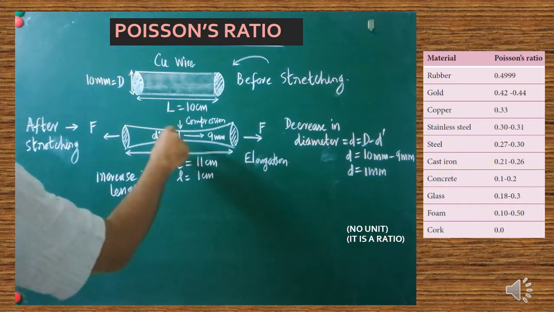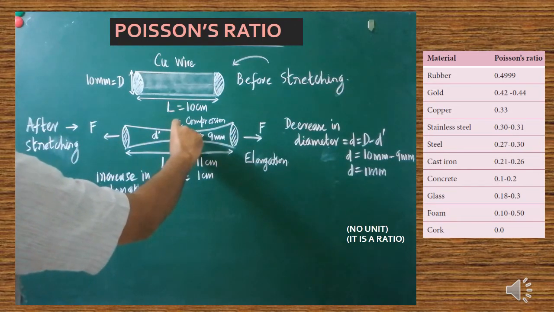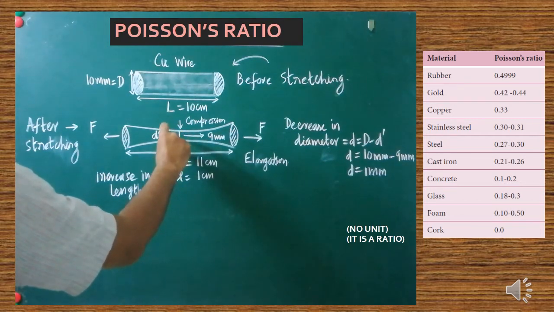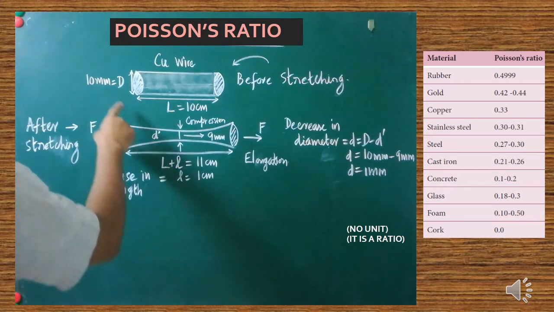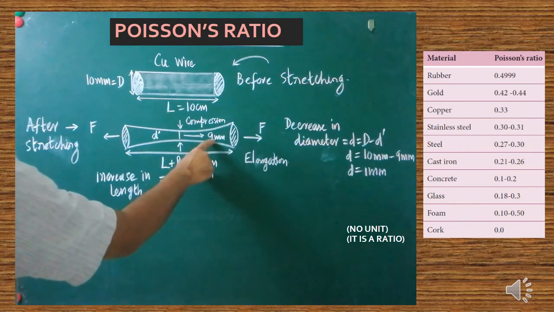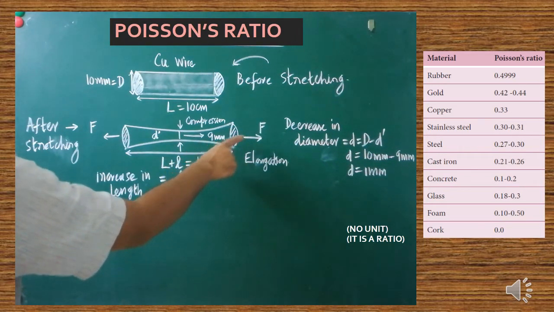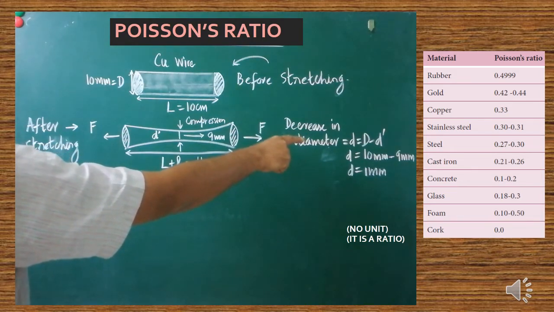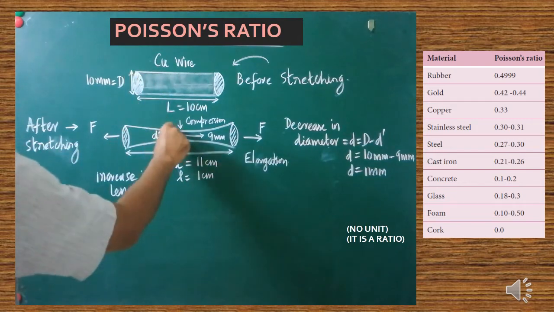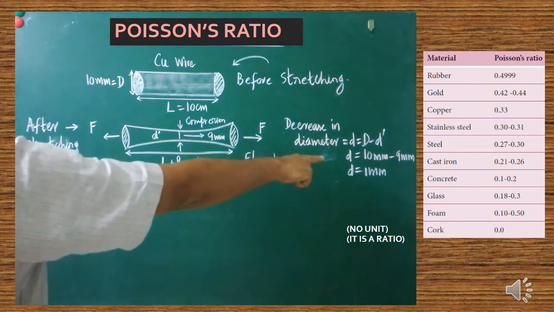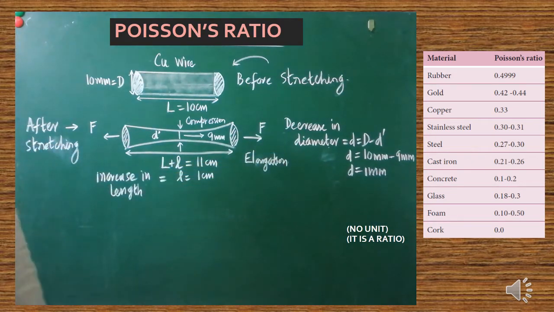Now, when the length is increased, in the middle there is a compression. That one causes the decrease in the diameter. Understood? How to calculate the decrease in diameter? Initially 10 millimeter is the diameter. Now the new diameter can be taken as D dash, which is 9 millimeter. The decrease in diameter, small d, is equal to capital D minus D dash. Therefore 10 millimeter minus 9 millimeter is equal to 1 millimeter. That gives you the decrease in diameter.